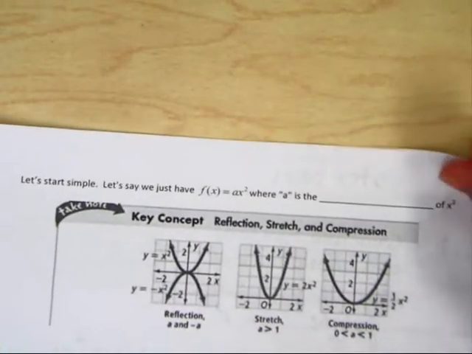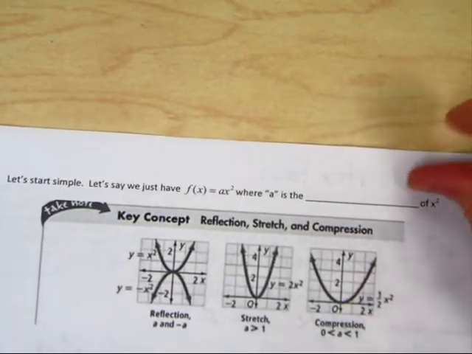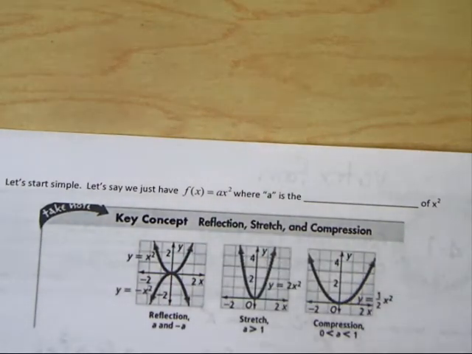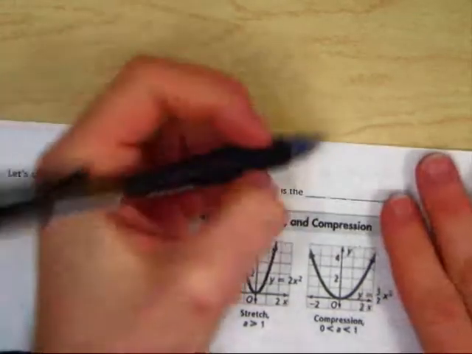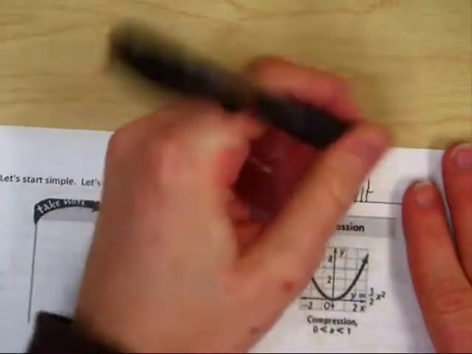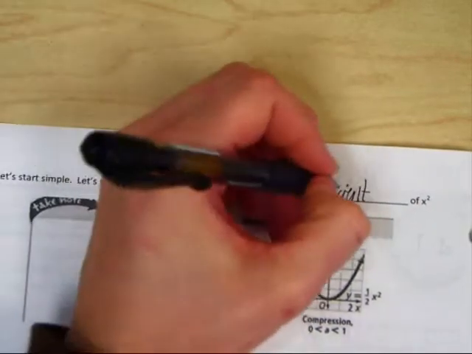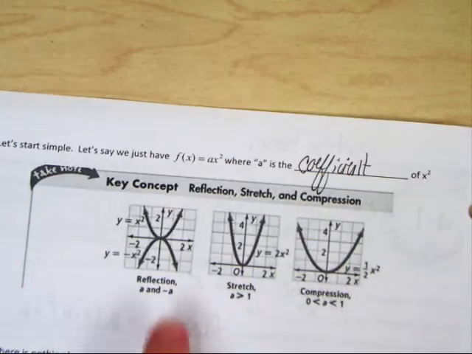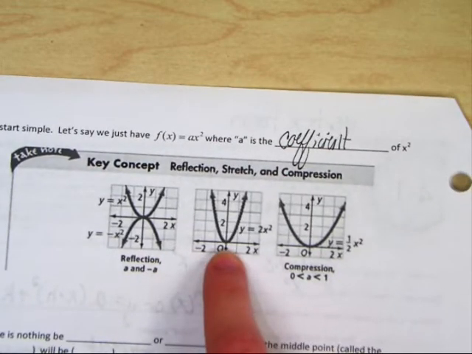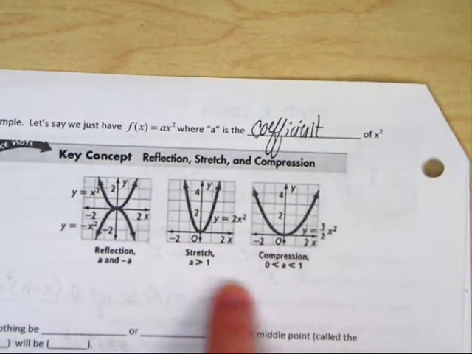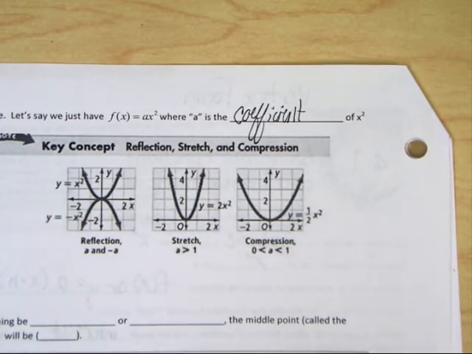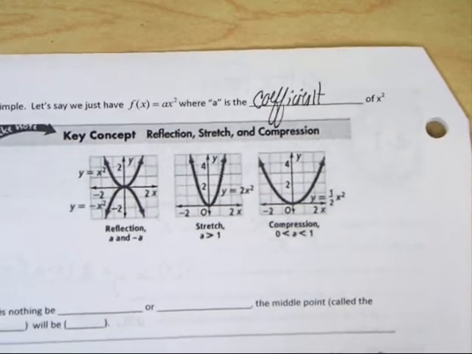We're going to start very, very simple. Let's say we have f of x equals ax squared. Notice there's nothing else, where a is simply the coefficient of x squared. So here you go. If a is negative, it goes upside down. If a is bigger than 1, it gets very skinny, and that's called a vertical stretch. And if a is between 0 and 1, it gets kind of fat. Looks like it's been stepped on. That shouldn't be new to you. You should remember that. That's the same thing as absolute values.